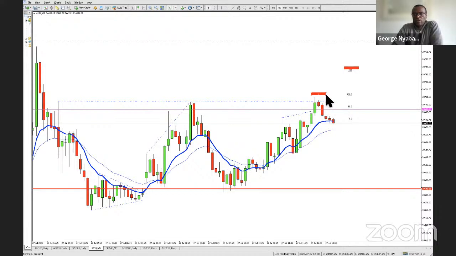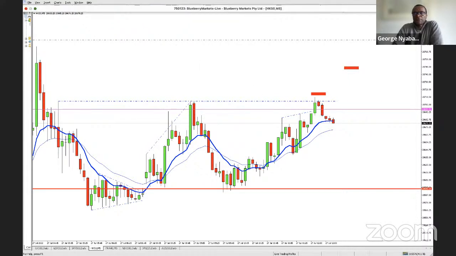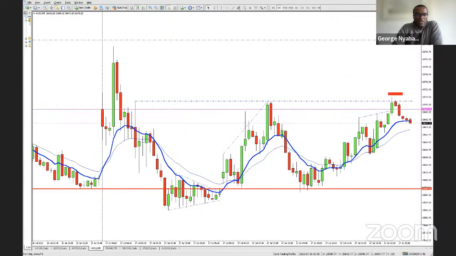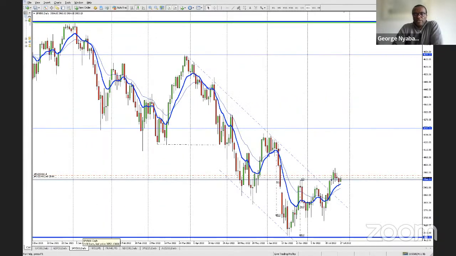I'm just doing this so that when I eventually go back to the daily, my dailies are not cluttered. Okay, S&P 500 daily.